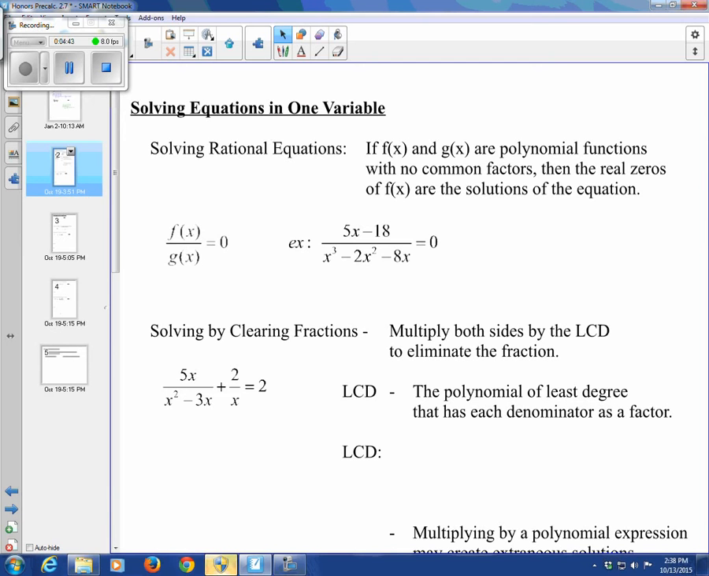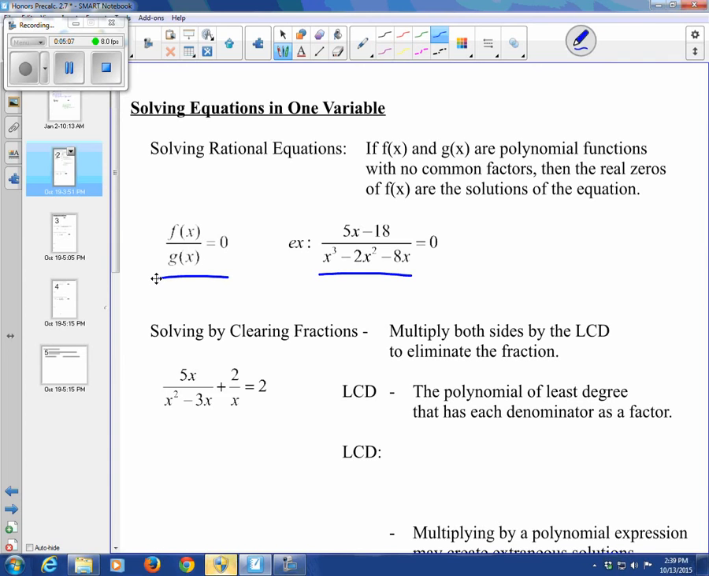Solving for equations in one variable. So solving a rational equation, if f of x and g of x are polynomial functions with no common factors, then the real zeros of f of x are going to be the solutions of the equation. And right here we would have f of x over g of x. And really what we're saying here is we've got one rational expression equal to 0, right?